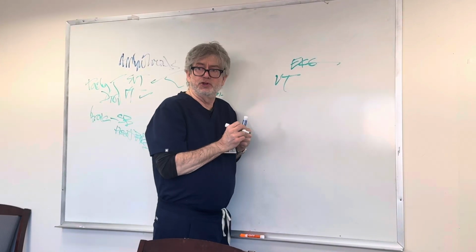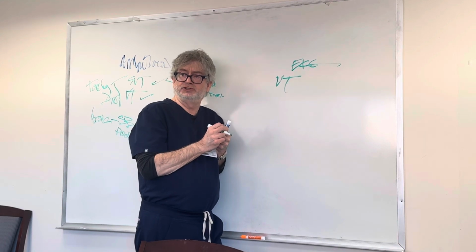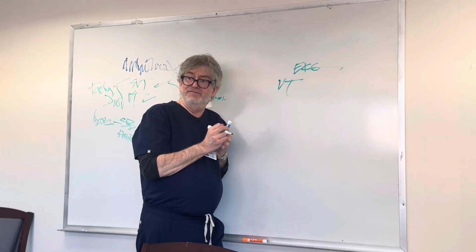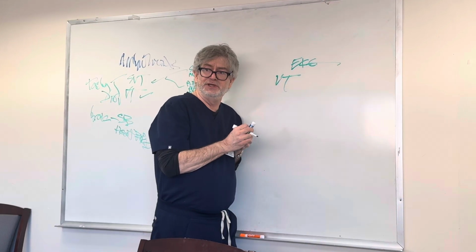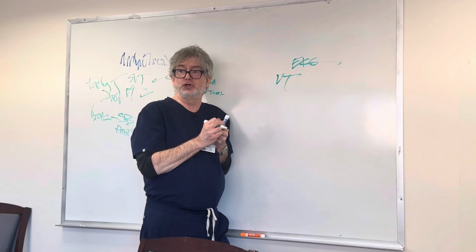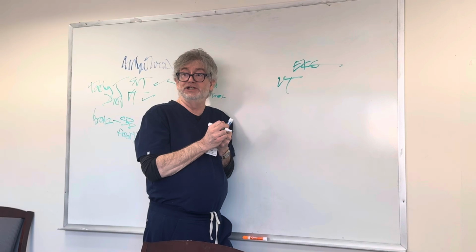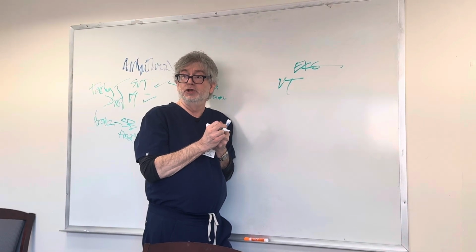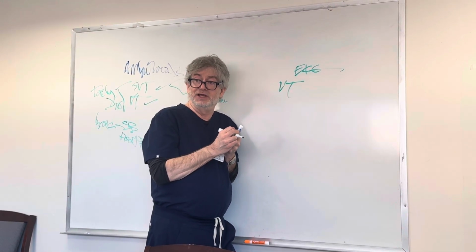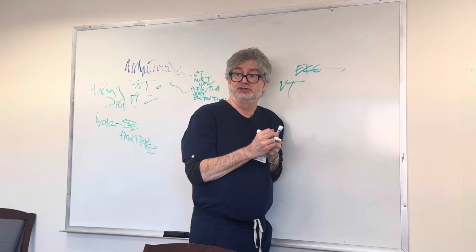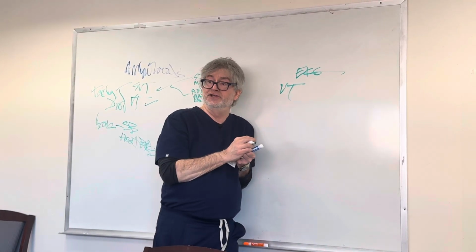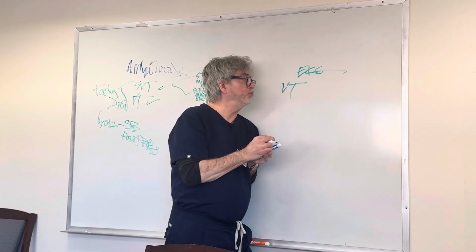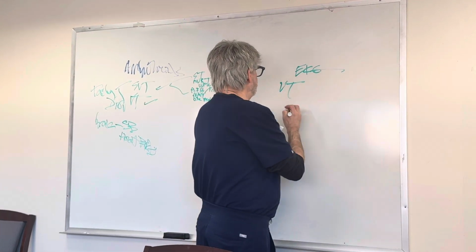So you want to look at the width of the QRS complex. You want to look for AV dissociation. You want to look for capture beats, fusion beats. And if there's a question whether this is VT or SVT with aberrancy, you're going to treat for VT. And if somebody's lost consciousness, the first thing you're going to attempt to do is cardiovert, and then give them intravenous medicines like amiodarone, lidocaine, and whatever.